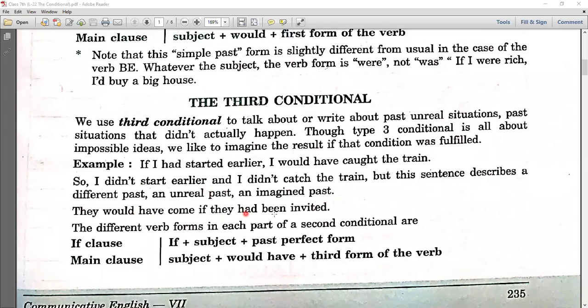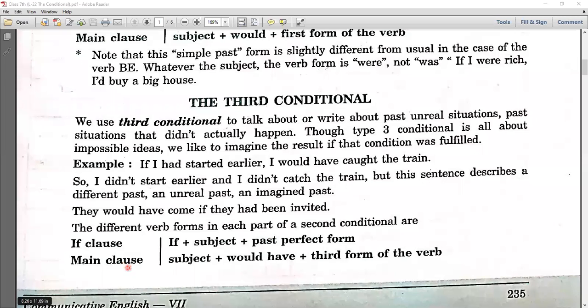They would have come if they had been invited. अगर उन्हें इनवाइट किया होता तो वो आ जाते. Okay, the different verb forms in each part of the third conditional are: अगर हम if clause की बात करते हैं तो if plus subject plus past perfect, means verb's third form. Okay everyone, I know you better understand it. What is past perfect? We apply over here verb's third form plus had. Okay, had के साथ हम past में क्या apply करेंगे? Verb की third form. और अगर sentence आपका present में है तो we'll apply have, has plus verb third form.